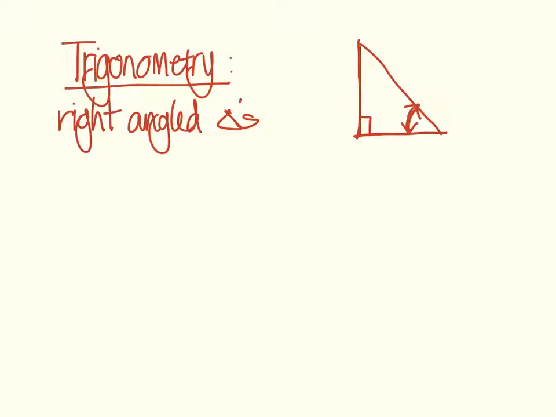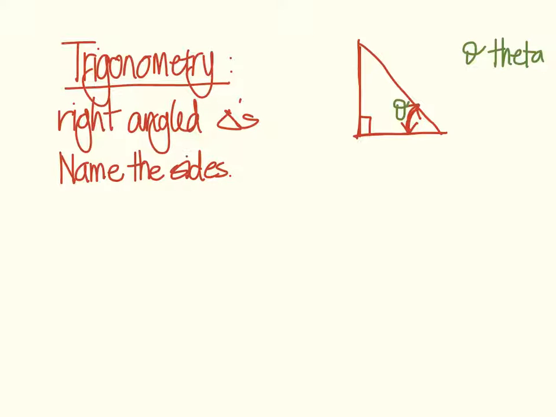Okay, first thing, as you know, we need to be able to name the sides of the triangle in relation to our specific angle. Now we're going to call this angle theta. Okay, there it is, theta. And before we need to actually worry about theta, we know that this side here, the longest one, is called the hypotenuse.